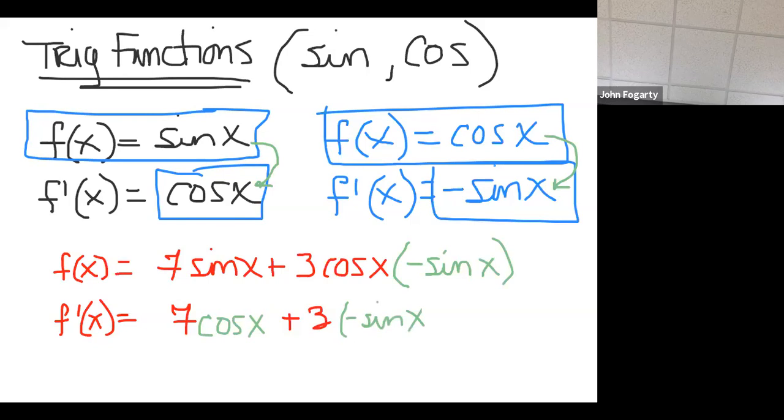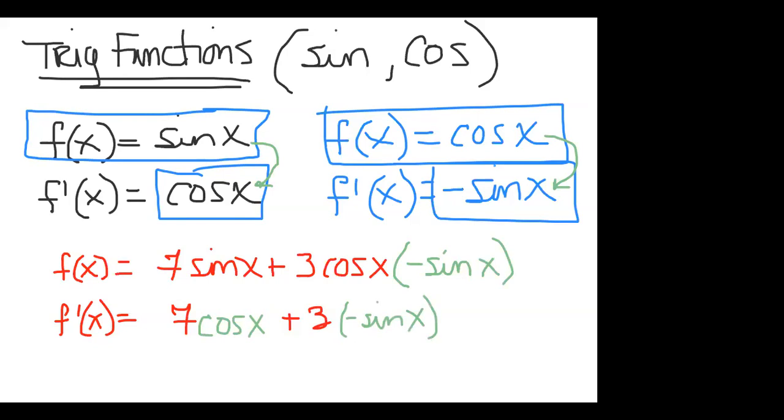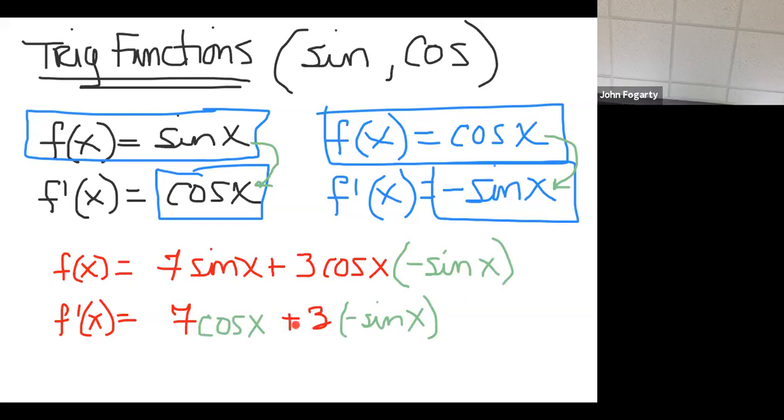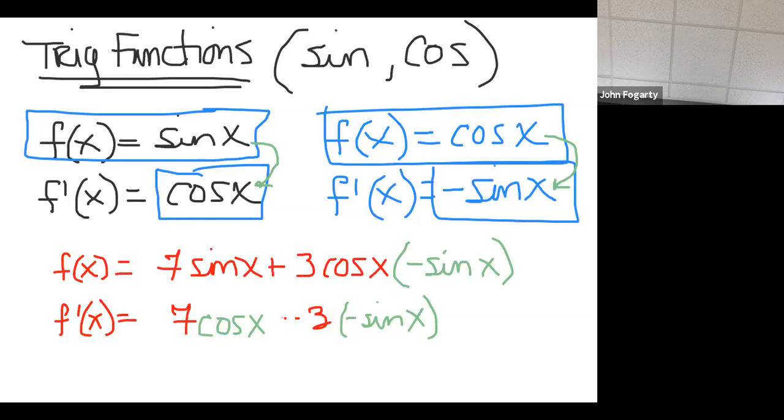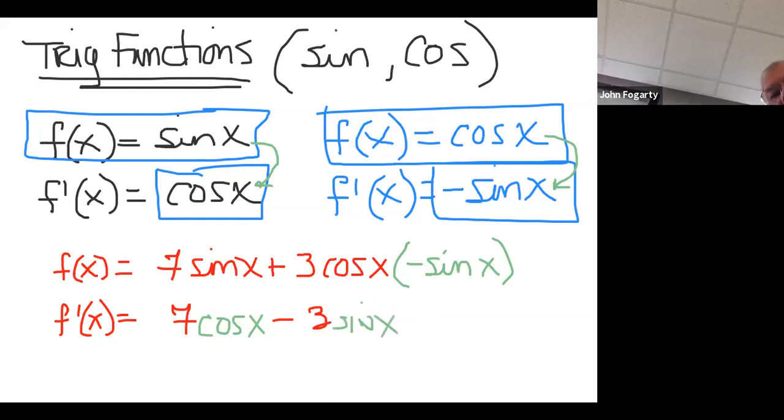Now, when you simplify that, what would you actually do here? Make it negative 3. Positive times a negative, what do you get? Negative. That becomes a negative, and then you can get rid of that. Negative 3 sine of x. Does that make sense? You just have to memorize that, and then you can use it for yourself.